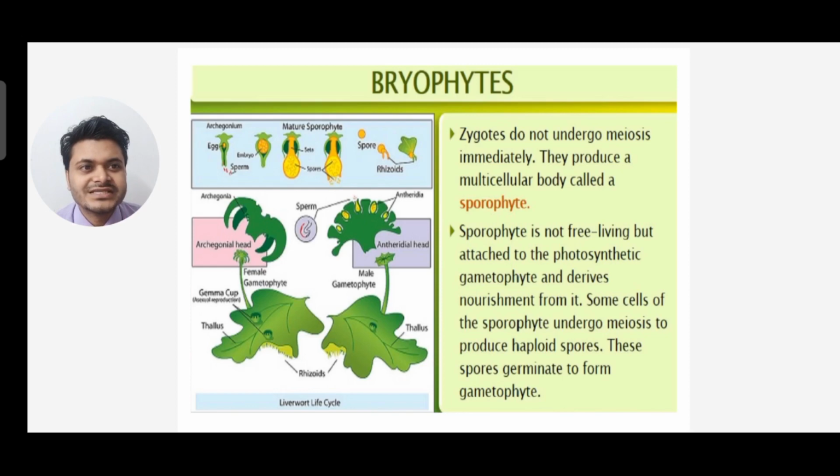So the sporophyte is not free living but attached to the photosynthetic gametophyte and derives nourishment from it. Some cells of the sporophyte undergo meiosis to produce haploid spores, alright? These spores germinate to form gametophyte. Okay, you can see the life cycle given.